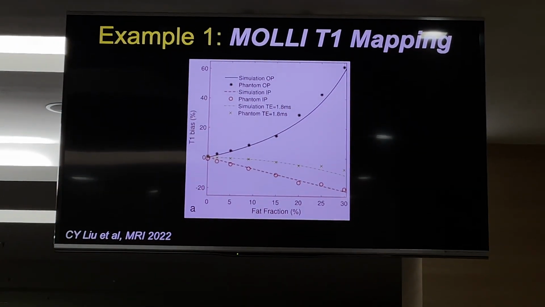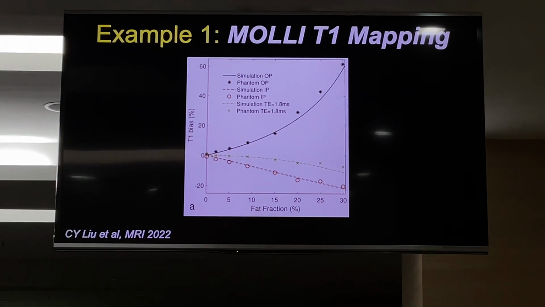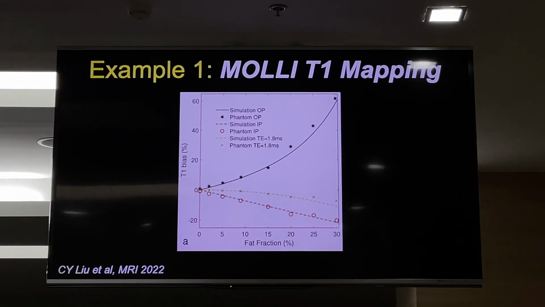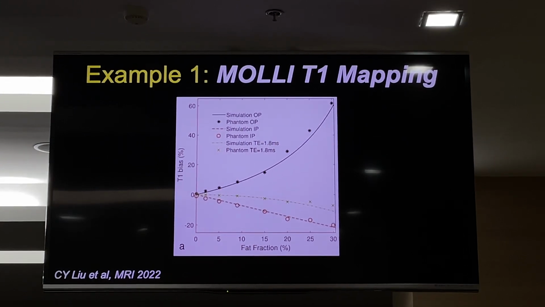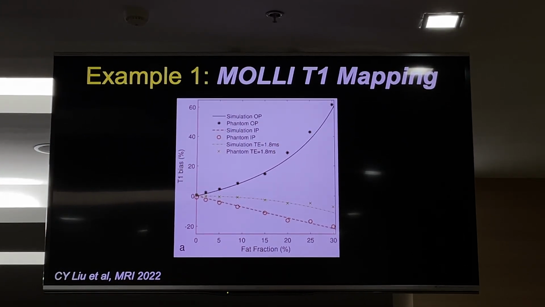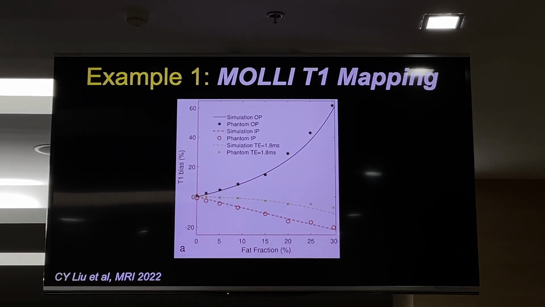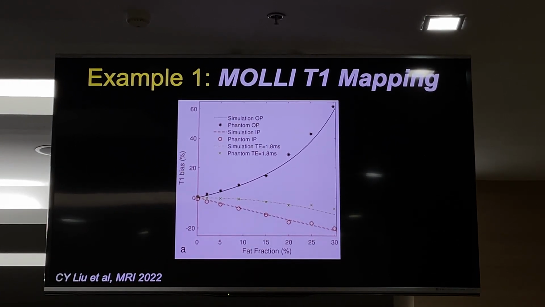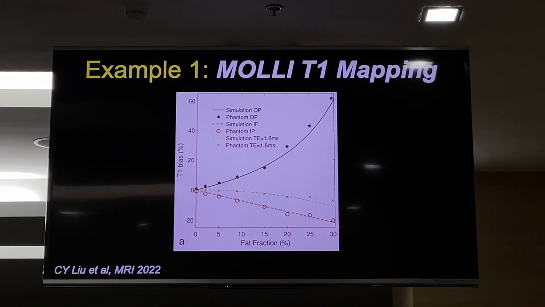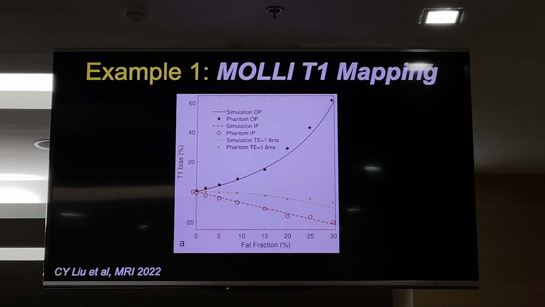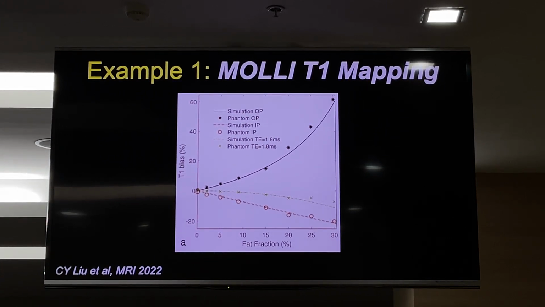So for example, if you do MOLLI T1 mapping in the liver, and you acquire with different parameters, for example, different echo times, then if there's no fat, you can have pretty reproducible T1 measurements, even if your echo times are different. But as there is more and more fat, your measurements become poorly reproducible as a function of your acquired echo time. So of course, this is a problem if you have different sites using MOLLI T1 mapping with different echo times.